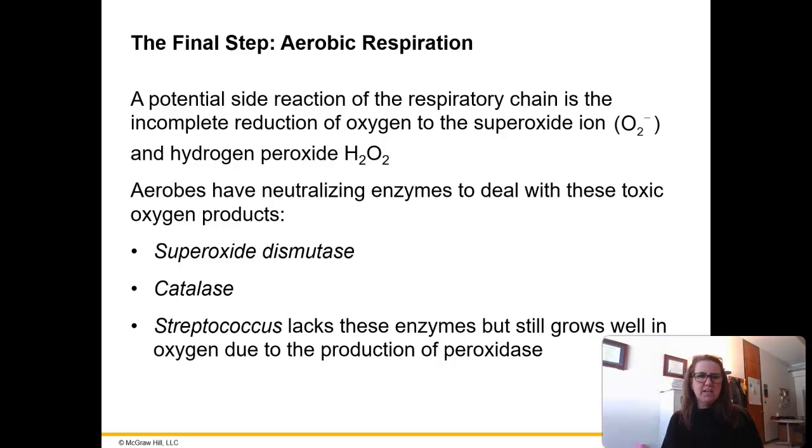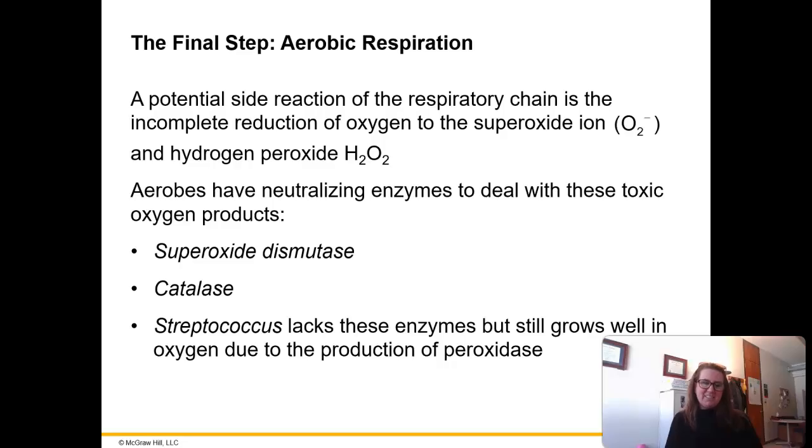Well, hydrogen peroxide is something that has to be dealt with in cells, whether it's human cells or bacterial cells. So our aerobic organisms, thinking about those aerobic bacteria, have neutralizing enzymes that are going to essentially detoxify hydrogen peroxide. So we have superoxide dismutase and catalase, which are very good at converting hydrogen peroxide back to water and oxygen and not have this superoxide ion hanging around anymore.